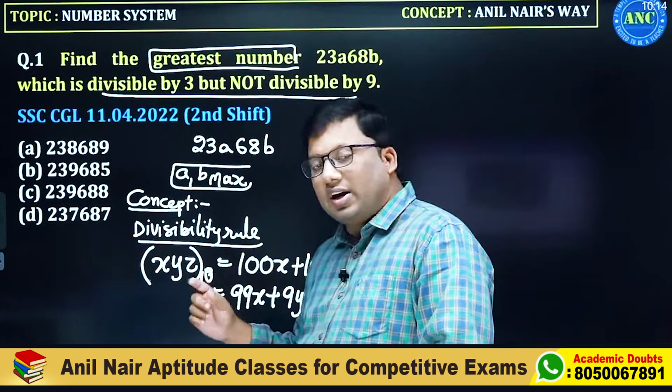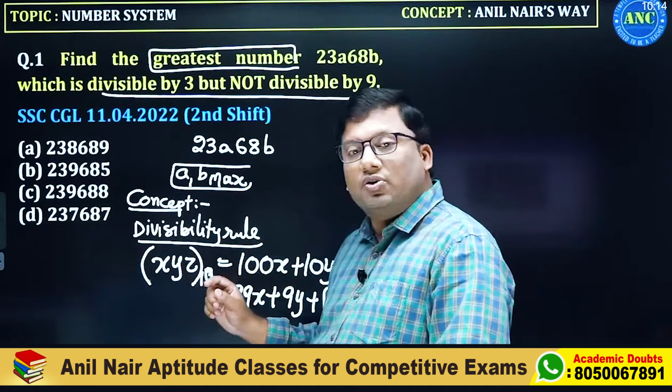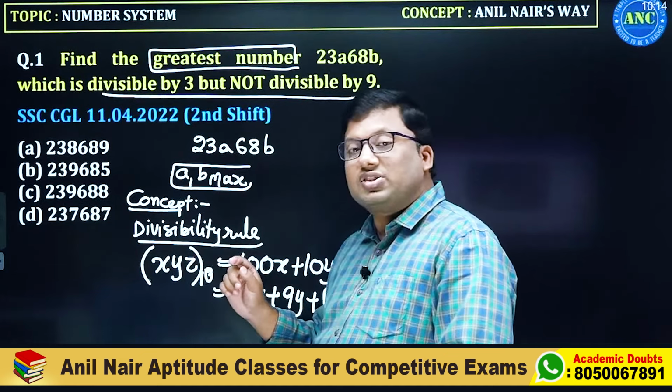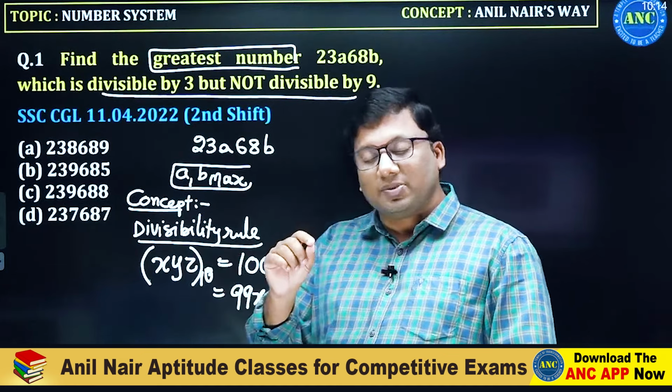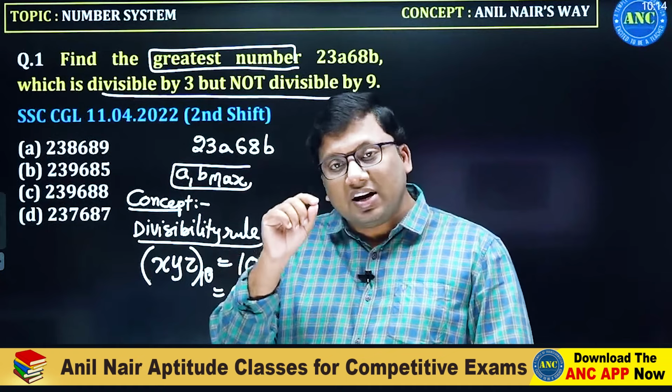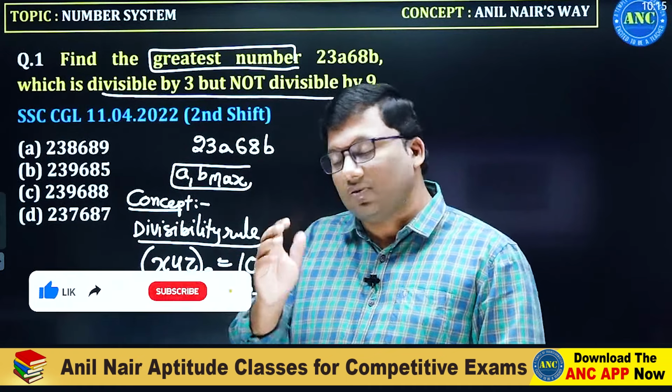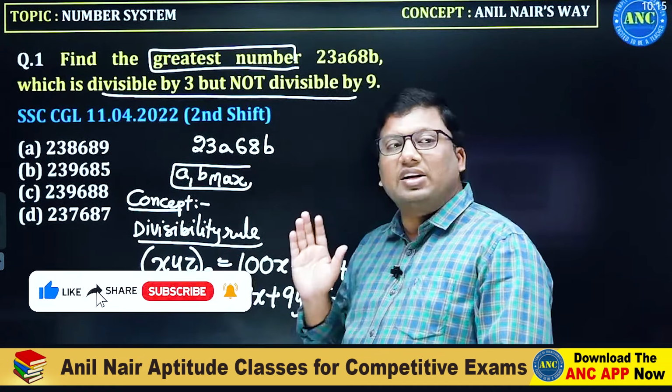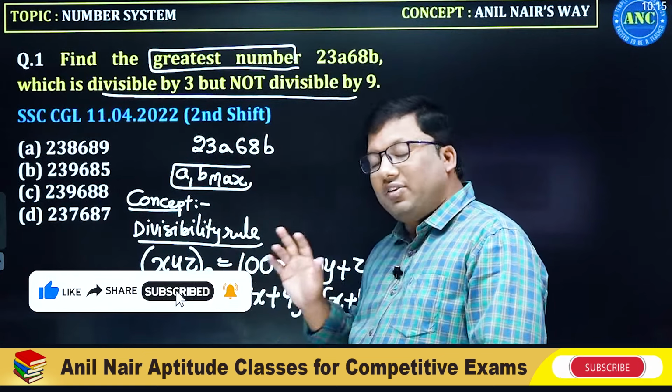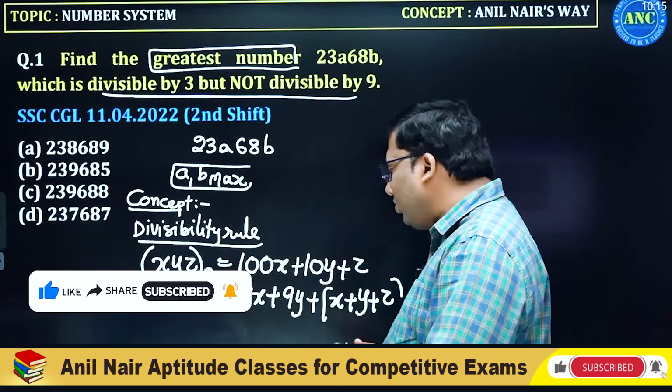Sir, why did you take 100? Z is in the units place, Y is in the tens place, X is in the hundreds place. X is in the hundreds place, so the value of X becomes 100X. Y is in the tens place, so the value of Y is 10Y. Z is in the units place.